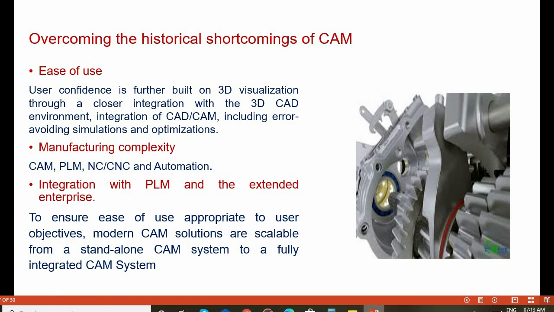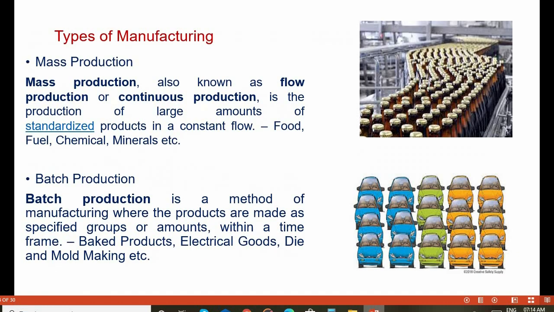Also, by using various technologies such as CAM, product lifecycle management, NC, CNC, automation and robotics, the manufacturing complexity has been removed. Integration with PLM and extended enterprises: modern CAM solutions are scalable from a standalone CAM system to a fully integrated CAM system. By integrating PLM, the product lifecycle management, and extended enterprises, it provides fully integrated CAM systems. There are various types of manufacturing in the industry.